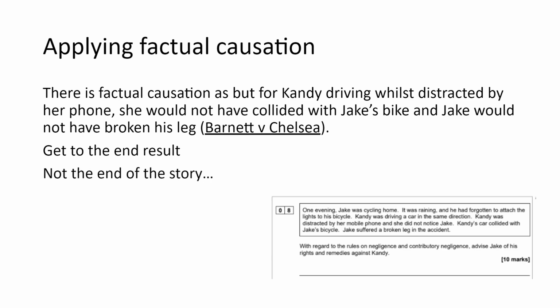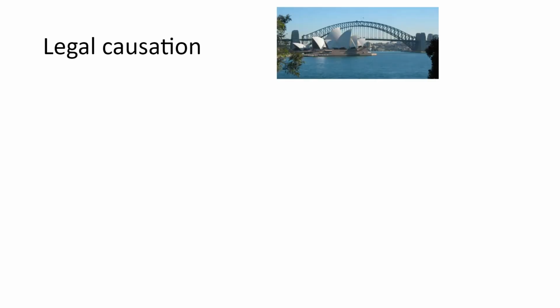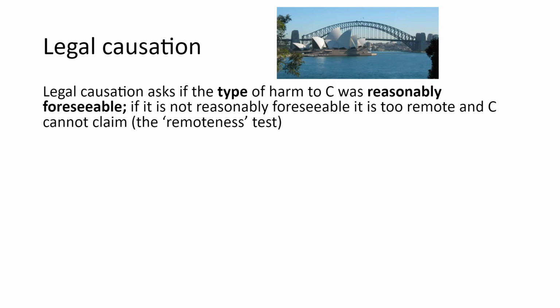But factual causation, as we've just seen from the example, is not the end of the story. You then have to consider legal causation. And legal causation asks if the type of harm was reasonably foreseeable. If the type of harm is not reasonably foreseeable, it's too remote and you cannot claim. And this is sometimes called the remoteness test.